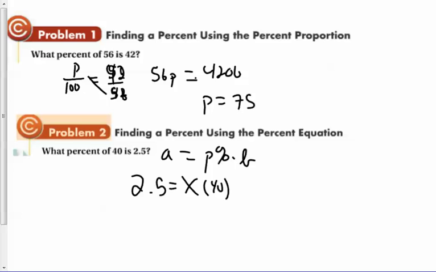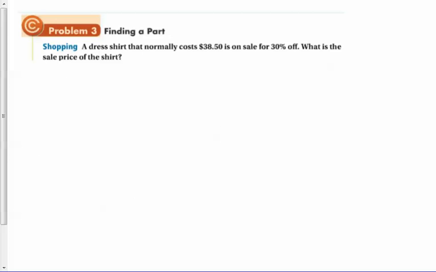So we're going to divide both sides by 40, and I get a number like 0.0625. That is my percent as a decimal, so I move it two places to the right, 1, 2, and my percentage is 6.25%. Now, you have a got it, so you can probably go ahead and do that now, and I'll see you in a minute.